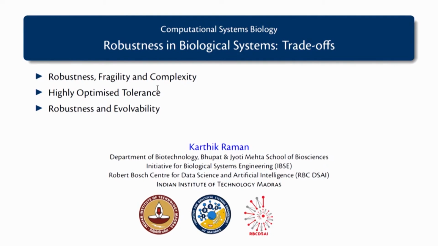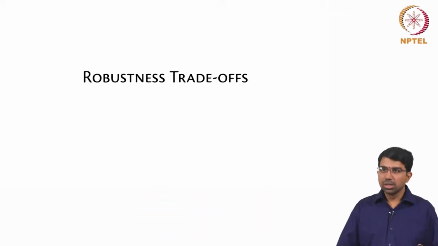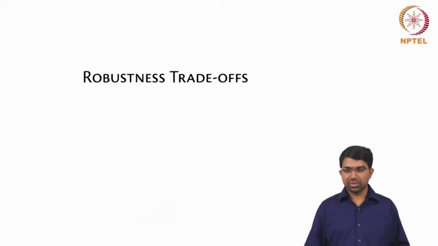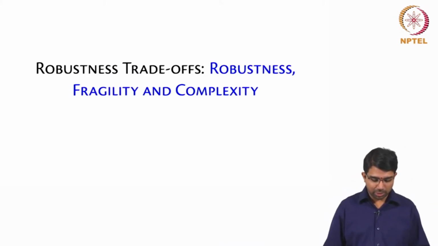We will also look at this concept called highly optimized tolerance, and I will also try to introduce you to the concepts of evolvability and how it strangely coexists with robustness. So, what are the trade-offs that we need to consider while looking at robustness?